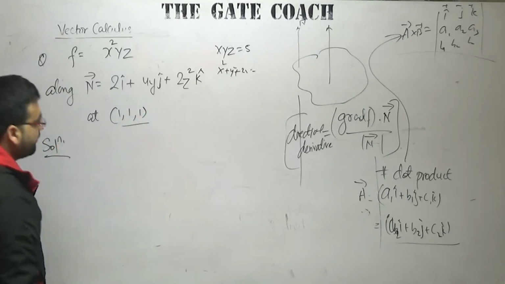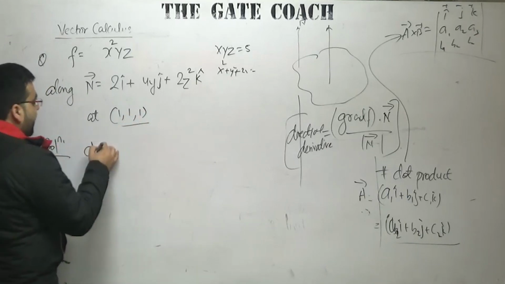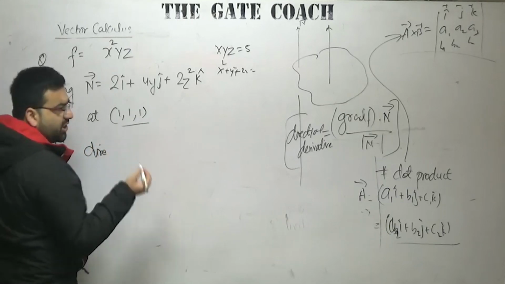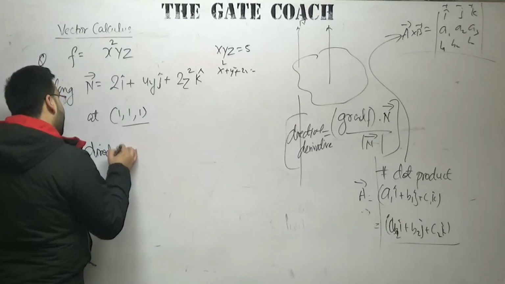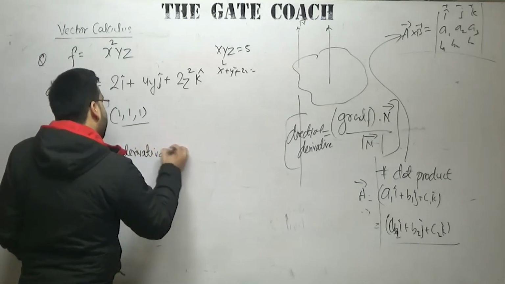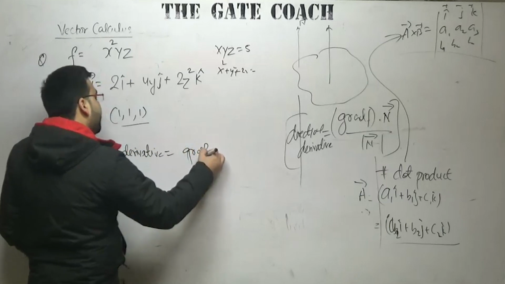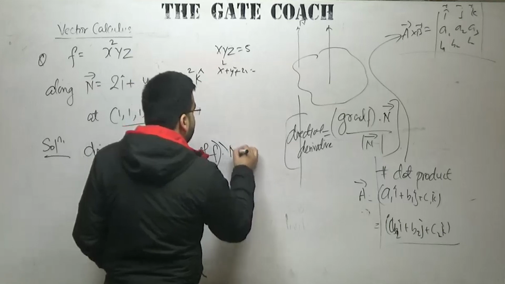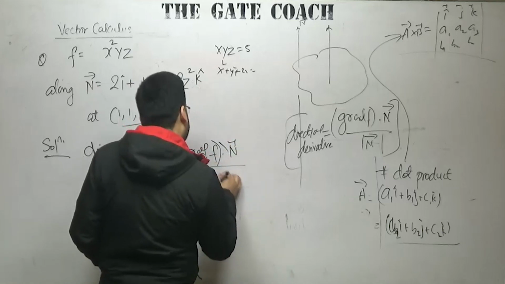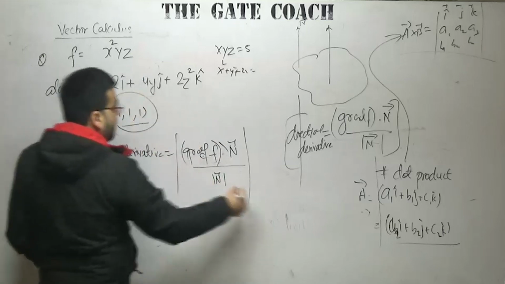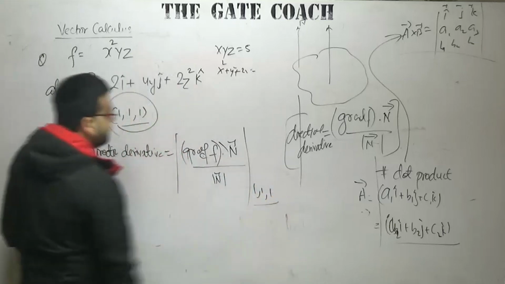Very easy, right? First of all, calculate. We know that the directional derivative, along the unit normal vector, is given by grad f dot this n vector divided by the magnitude of n vector, at the location of 1 comma 1 comma 1.